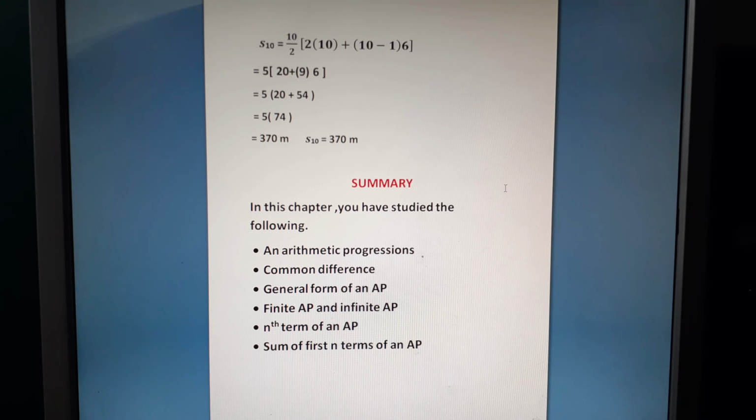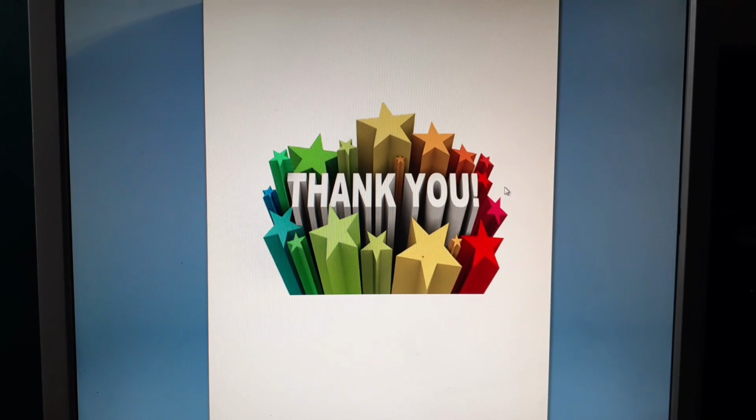Summary. In this chapter, you have studied the following: arithmetic progressions, common difference, general form of an AP, finite AP and infinite AP, nth term of an AP and sum of first n terms of an AP. Thank you, children.